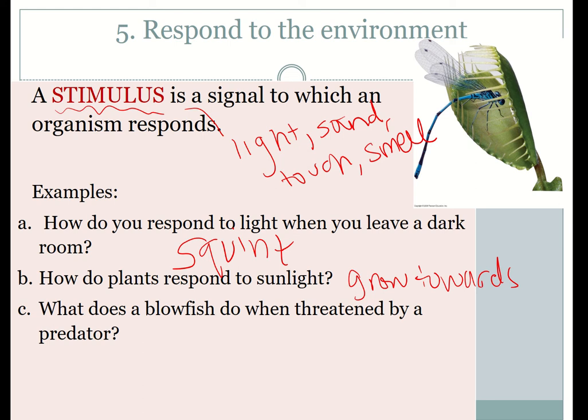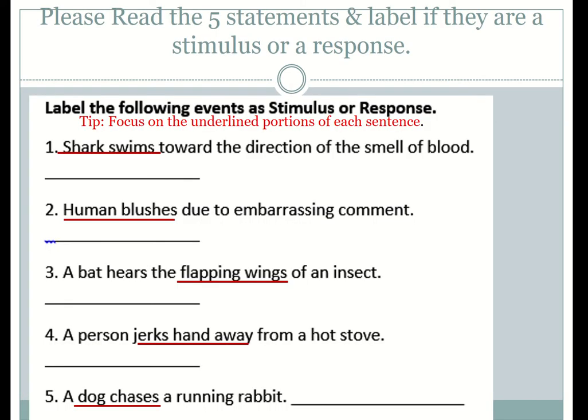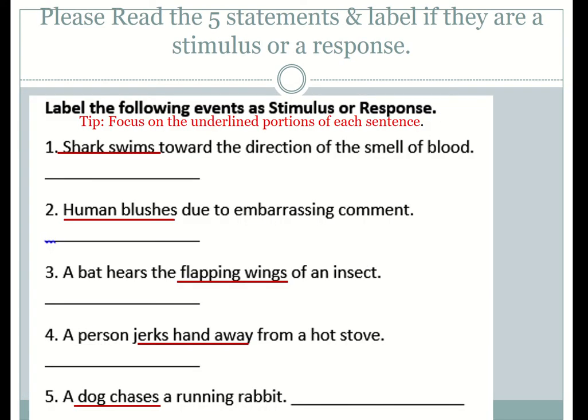What does a blowfish do when threatened by a predator? Well, I had a blowfish on a couple slides previous, but it essentially blows or puffs itself out so that it can scare away the predator and keep itself safe. So this video here, I'll put it down in a separate link so you guys can watch it. But it's kind of cool. This is called the light sensitive plant, or the touch sensitive plant. And what it does is anytime you touch it, it responds really quickly. And it's kind of a cool example of response to a stimulus.